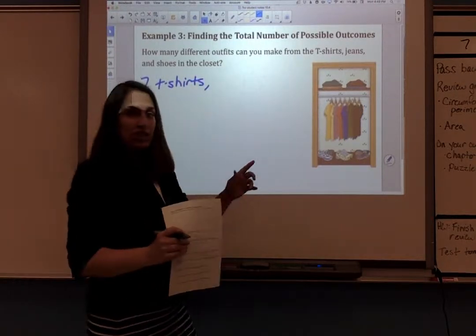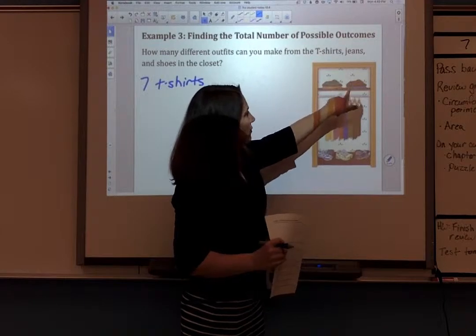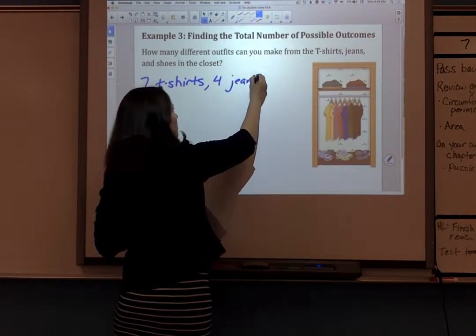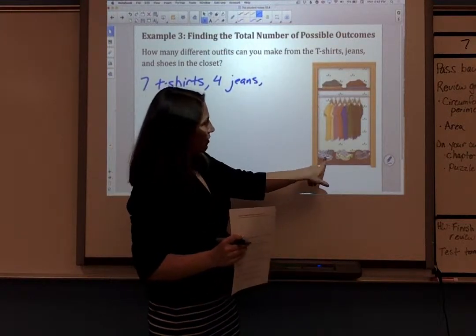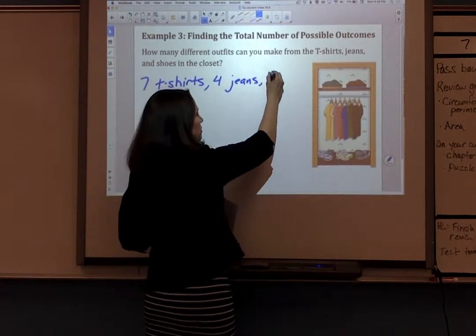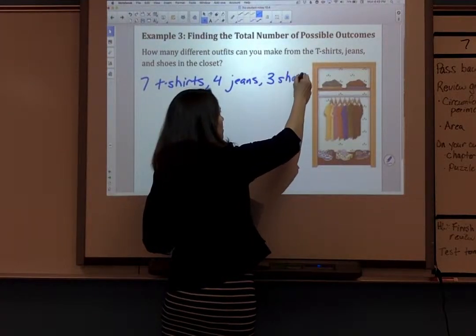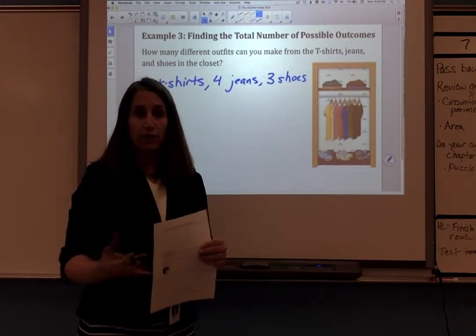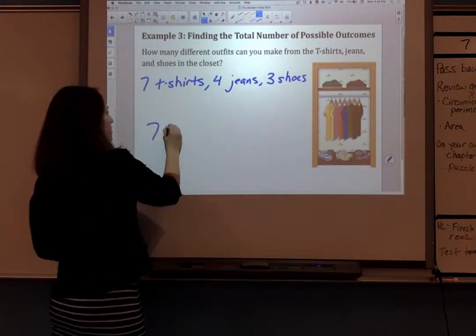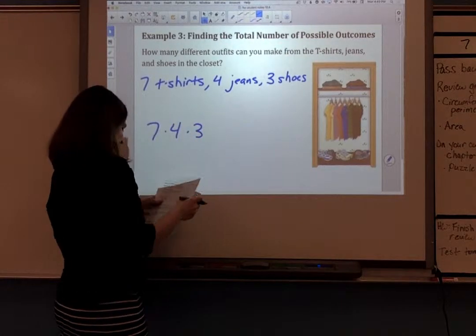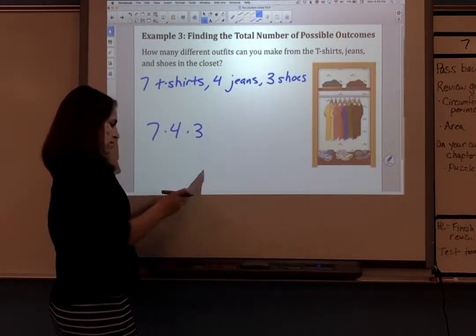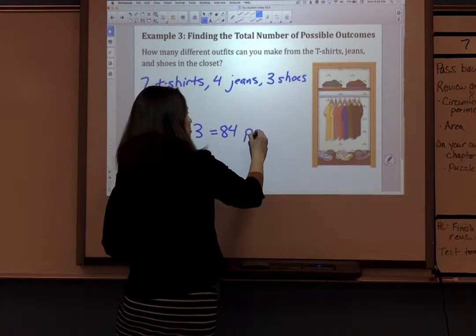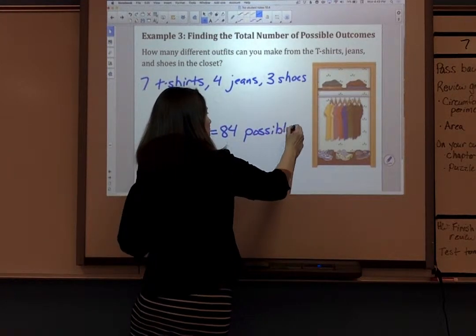And then we're looking at jeans, and it looks like we have 1, 2, 3, 4 pairs of jeans. And then shoes, we have 1, 2, 3 different choices of shoes. So if we want to know how many outcomes we have, how many different outfits we could make, we're going to multiply 7 times 4 times 3. And we get 84 possible outcomes.